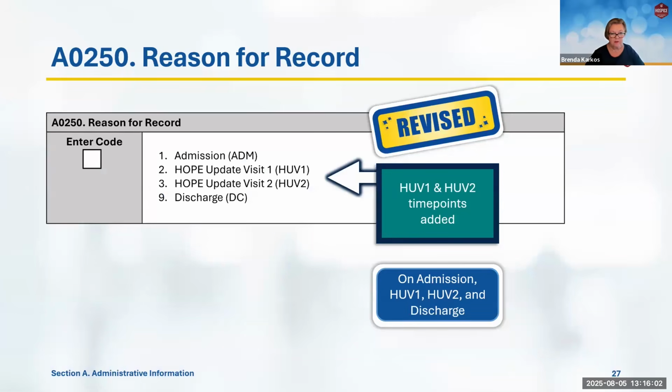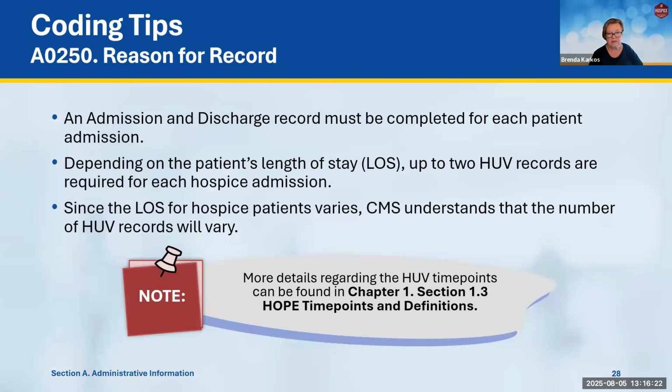So A0250, reason for record, is used to identify which record is being submitted, whether it is the admission or one of the HUVs or the discharge. This item is marked revised only because the options for the 2 new HUV time points have now been added. And here are some of the coding tips for this item.